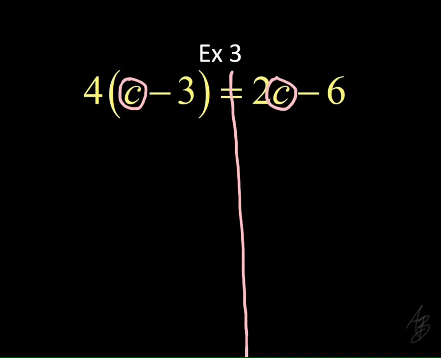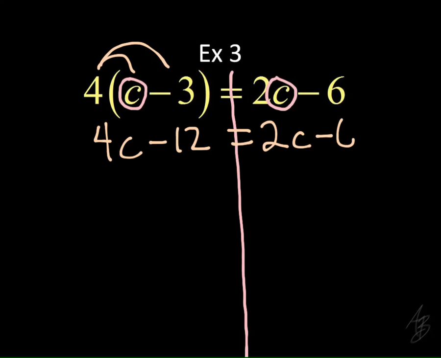Once we have circled the variable and drawn the line through the equal sign, what do we do next? Okay, we distribute. And here we can do 4 times c, which is 4c, and 4 times negative 3, which is negative 12. So we get 4c minus 12 on the left side. Can I distribute over here on the right side? No. So we'll just bring that down. 2c minus 6.